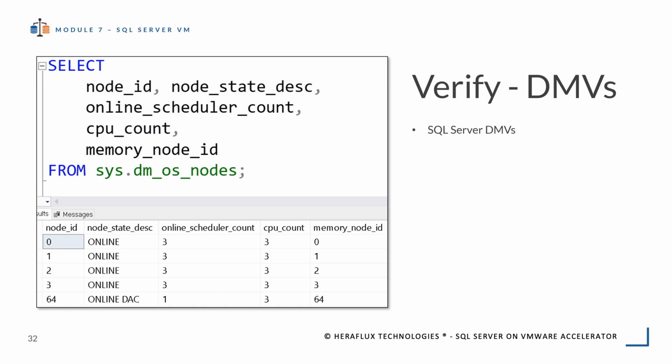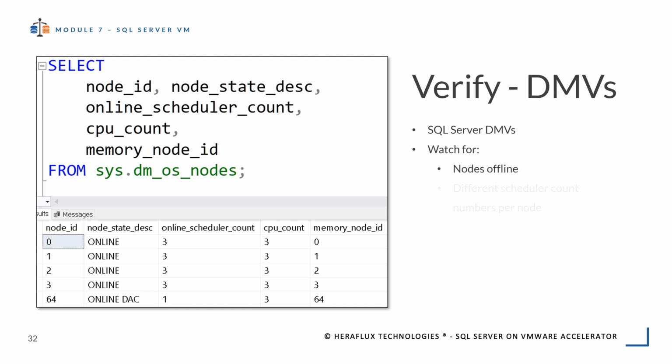If you're more T-SQL driven like me, you can also look at the DMV sys.dm_os_nodes. Run the query on the screen and you'll see the individual node IDs that correspond to your NUMA nodes. The online scheduler count is the number of CPU cores that SQL Server is able and willing to use per NUMA node. The online DAC means that we have a dedicated admin connection enabled. Chances are you should look into enabling this setting to reserve a connection for administrators if the instance ever has an issue. In the DMV here, it's safe to ignore that line.